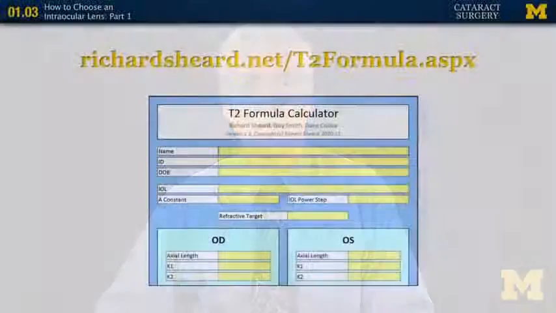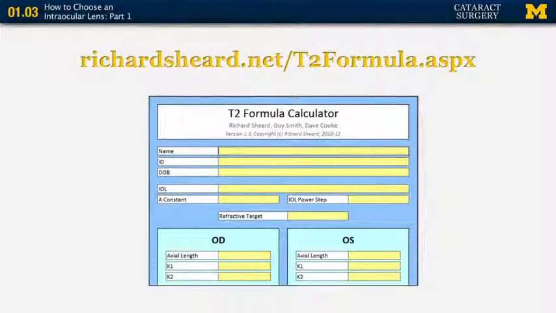So, now is another question. What do you do if you have no access to any formula? Like in Honduras, where they handed me a calculator. You're way better off to look on the web. There are a couple formulas available for free on the web. This one is the T2 formula calculator. This is available at richardsheard.net for free.